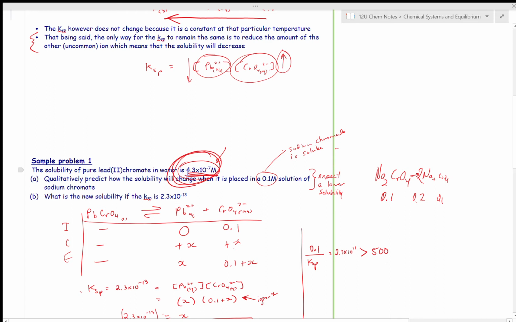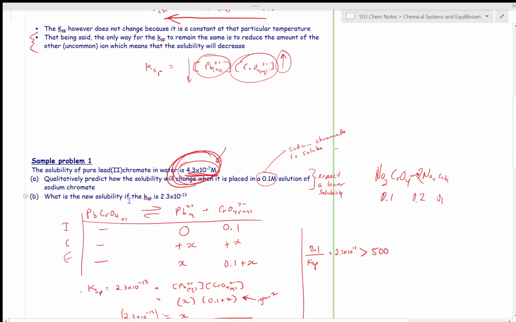It says qualitatively predict how the solubility will change when it is placed in a 0.1 molar solution of sodium chromate. Well, if I'm going to qualitatively predict this, I need to figure out which direction it's going to push. I know that if I'm putting it into a solution that contains that particular ion already in it, then it should make it less soluble. So if it makes it less soluble, it means it's going to push the equilibrium left. It's going to lower the solubility. So let's see what happens.